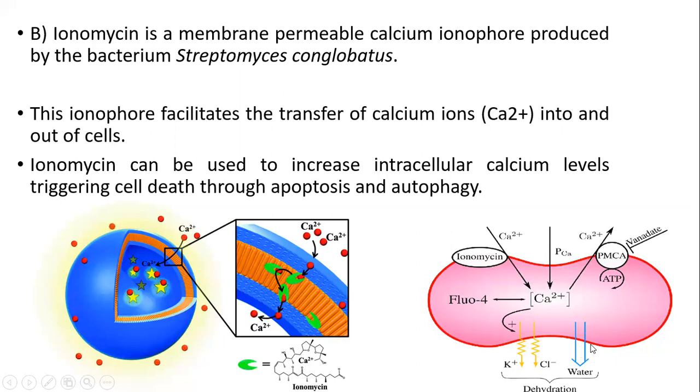Okay, now look over here in this case. What is happening? The calcium is there. When ionomycin is taken, a lot of calcium comes into the RBC. Now when you have a greater amount of calcium, it results in a disbalance. K plus, Cl minus, and water loss will result in dehydration. So it is killing the cell.